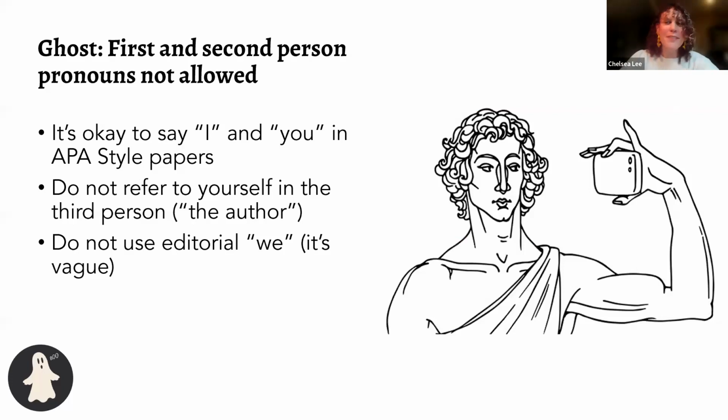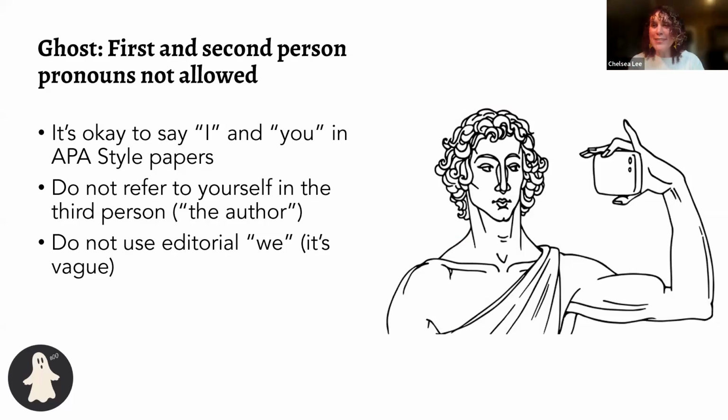The first ghost that we'll talk about is that first and second person pronouns are not allowed, when in fact it is okay to say I and you in APA style papers. If you're referring to yourself, use the pronoun I to refer to yourself. If you're working on a group project, so there's co-authors, then you would use the pronoun we to refer to the work that you and your co-authors did. If you're speaking directly to your audience, you should just say you, because that's what you mean.